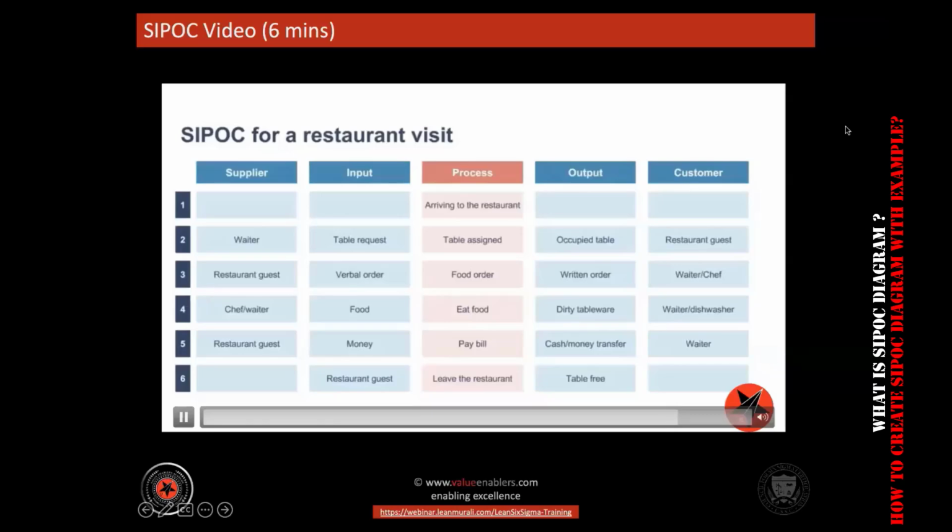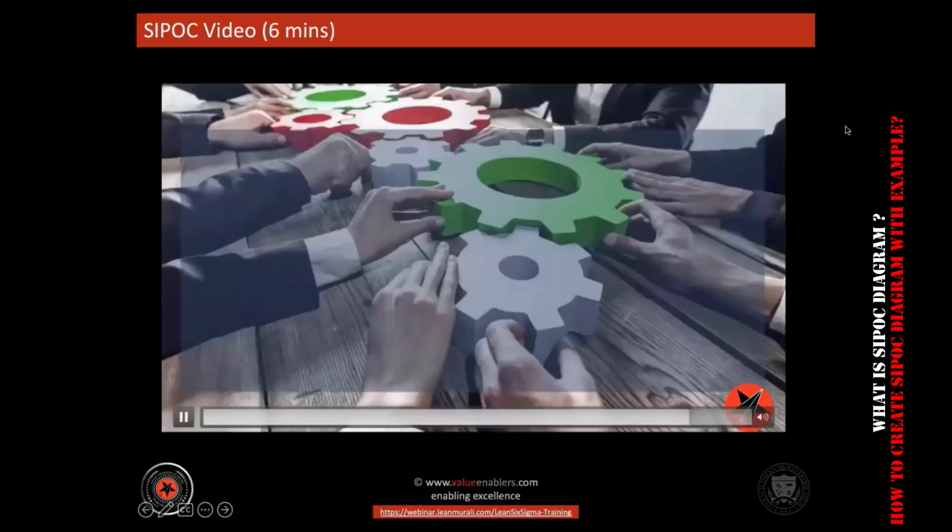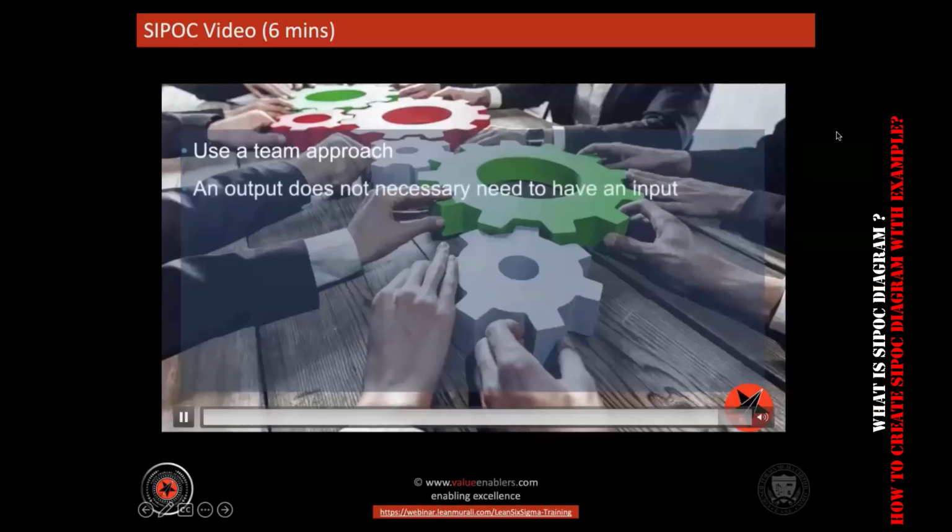And this is a great example to showcase the SIPOC diagram. I'm going to finish this video by giving you some facilitation tips. The first one would be to always use a team approach if possible. This is because there can be many different entities, many different departments involved, and if you are working with others, they can probably provide you with some inputs that you probably didn't think of. So try to use a team approach.